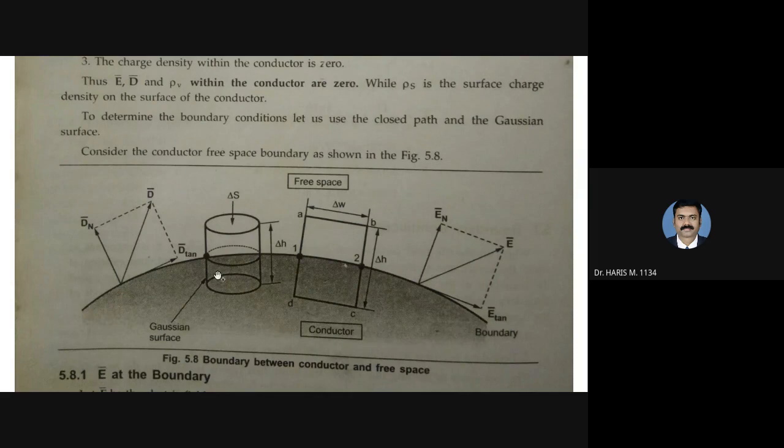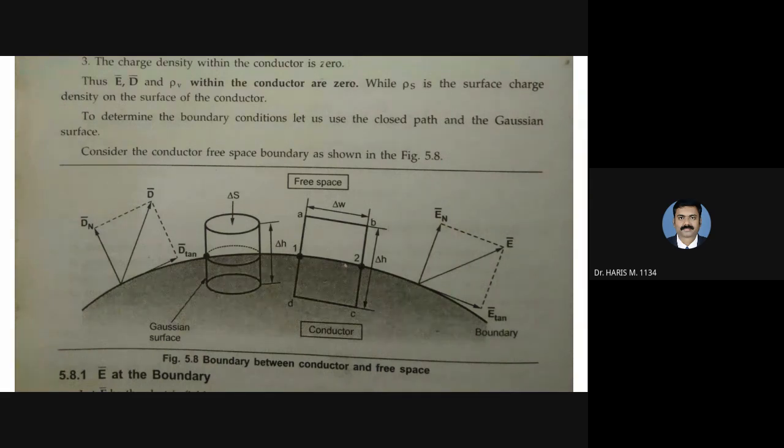And four different scenarios are shown here. The first one represents the electric displacement vector, D vector. The D vector is resolved into two components: one is the D tangential component and another is the D normal component. The normal component is a perpendicular component drawn at a point on the curved surface of the conductor, and the tangential component runs along the curved surface, right?